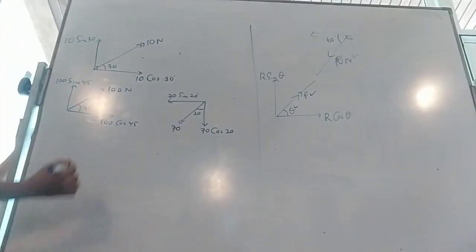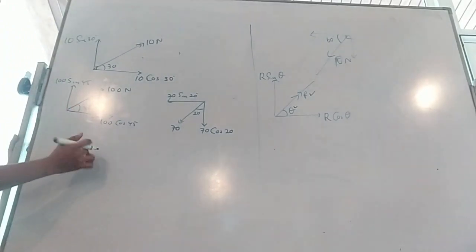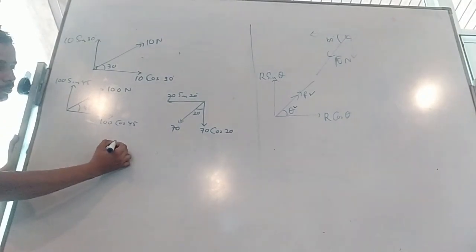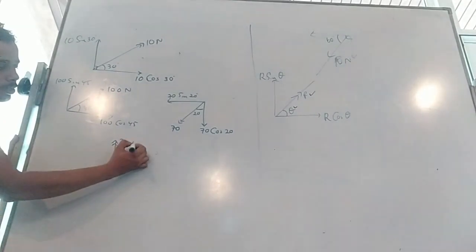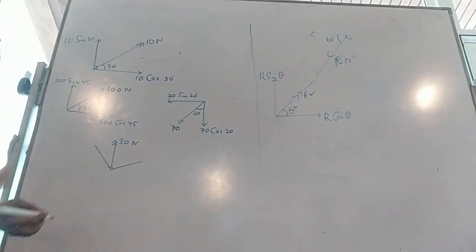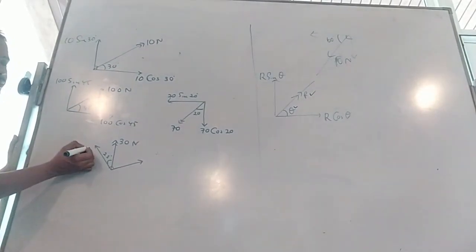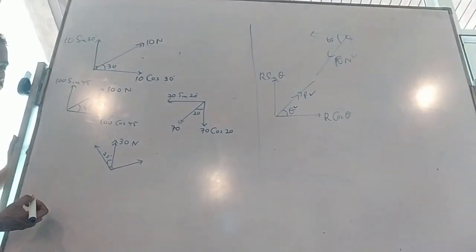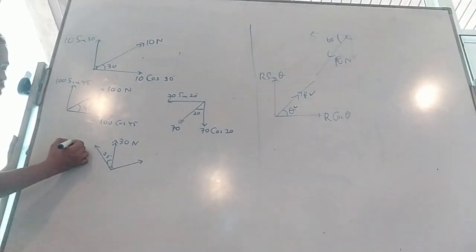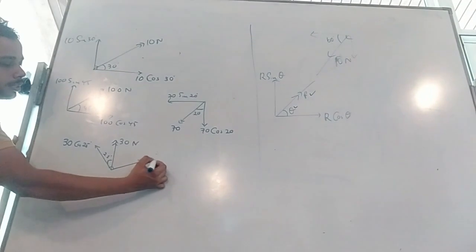Now another case, something like this. Remember, these two components don't always have to be vertical and horizontal. For example, if I have a vector like this, 30 newtons, and I want components like this, the two components have to be perpendicular. That's the requirement. Let's say this angle is 25. So what is this one? 30 cos 25. The other one is 30 sin 25.